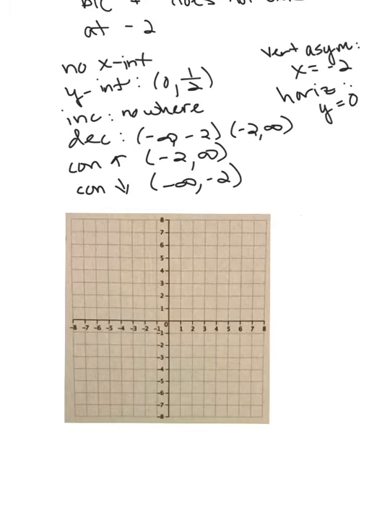On this screen, I have summarized all the information that we found in the work up above. We're going to put these things into place on our graph. We don't have any x-intercept, but we have a y-intercept at (0, 1/2). We have a vertical asymptote at x equals negative 2. And we have a horizontal asymptote at y equals 0. So our axis is also an asymptote.